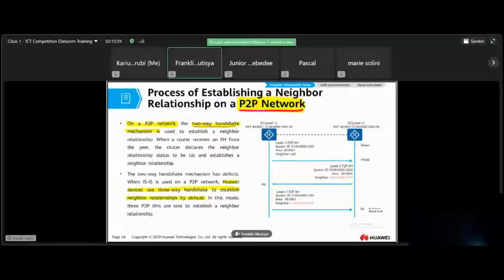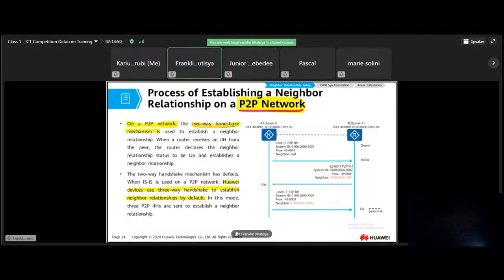So this one is used to establish the neighbor relationship, where after a router declares the neighbor relationship status as up and establishes a neighbor relationship, the neighbor does the same, sends its own hello and declares that the neighbor relationship status is also up, and then establishes a neighbor relationship. So the two-way handshake mechanism sometimes comes with different defaults to devices. I'm not going to discuss Cisco default.